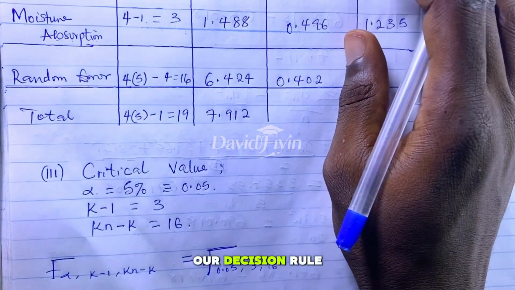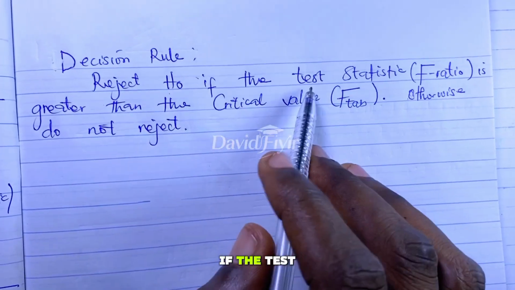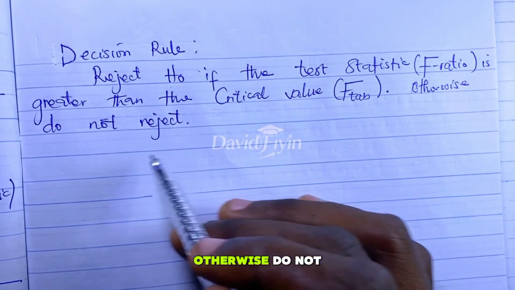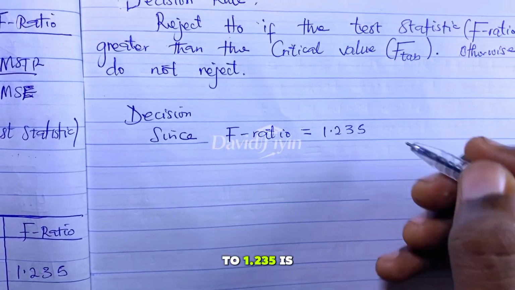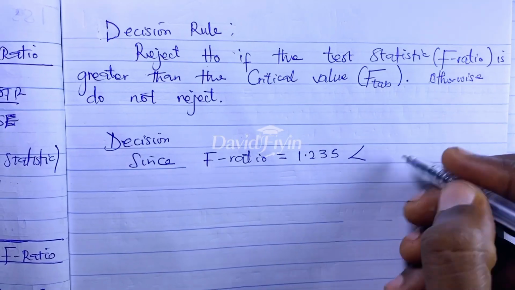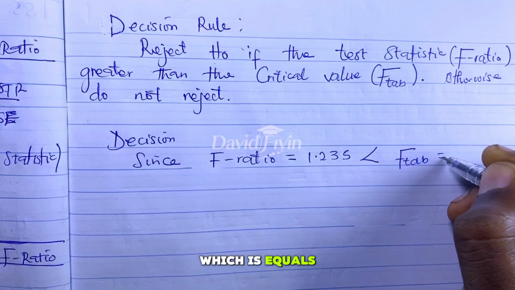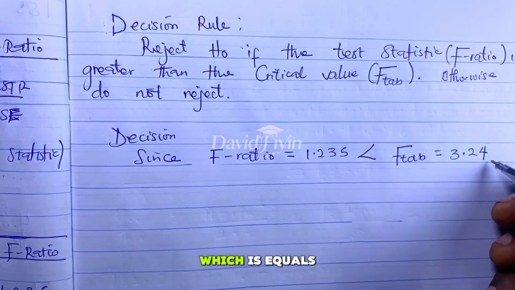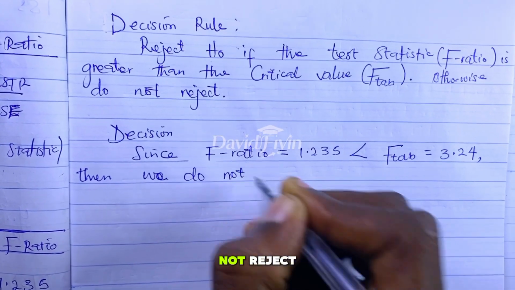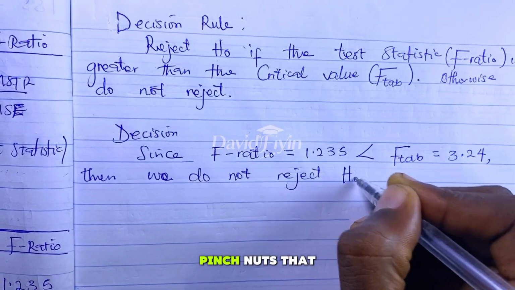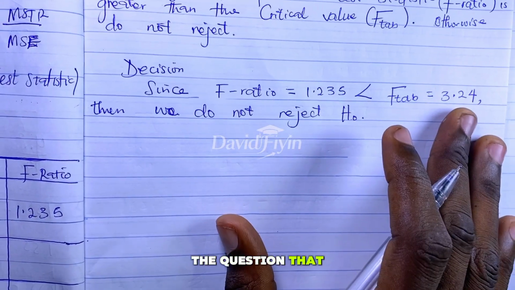So now we move on to our decision rule. Remember, our decision rule states that we reject the null hypothesis if the test statistic is greater than the critical value. Otherwise, do not reject. So our decision is this: since the F ratio, which is 1.235, is less than the F tabulated, that is the critical value, which is 3.24, then we do not reject H0. That is our decision, and that answers the question that was asked in number 3.